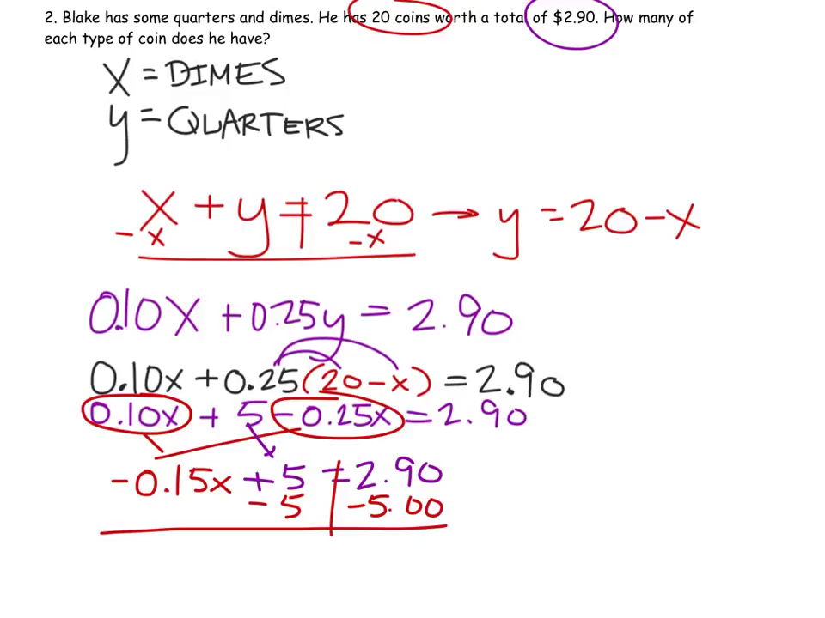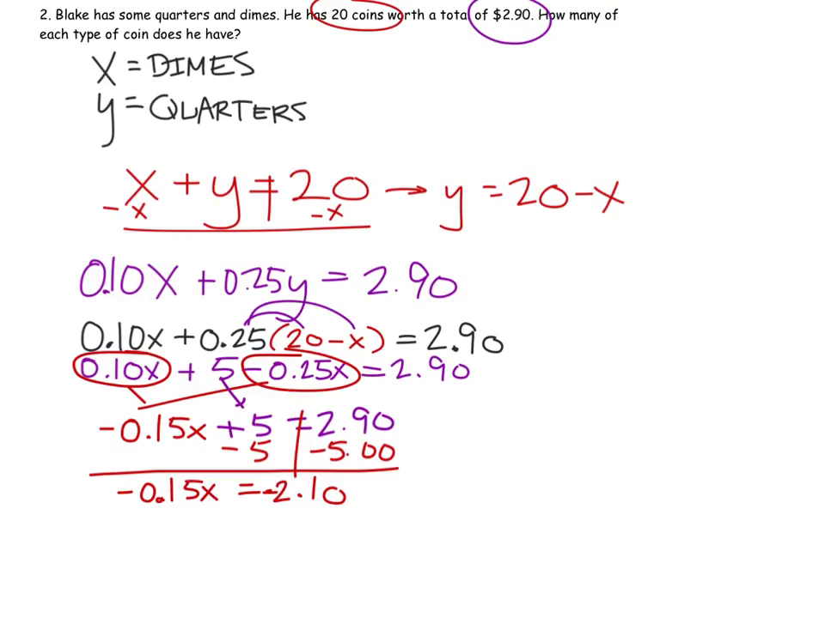And that leaves me with negative 0.15x equals negative 2.10. Sorry, that's a negative 2.10, by the way. All right, this next part, I'm going to need my calculator because I'm going to need to divide both sides by negative 0.15. Which leaves me with x equals 14.